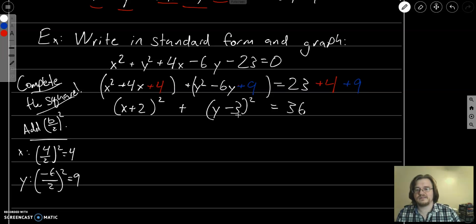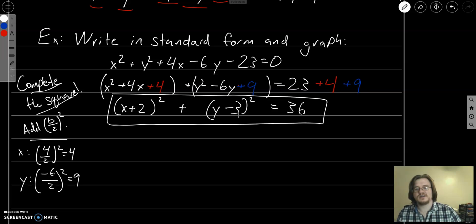So we now have the standard form of the equation. So the steps involved were move the constant term to the other side and complete the squares. That's it. It's just those two steps. Completing the square is as simple as adding b over 2 squared, where b is this coefficient. So we added 4 over 2 squared and negative 6 over 2 squared. Whatever we do to one side, we do to the other.